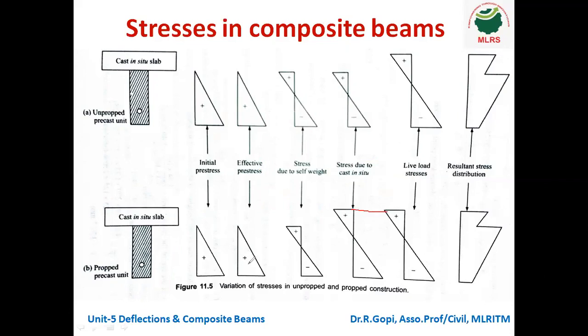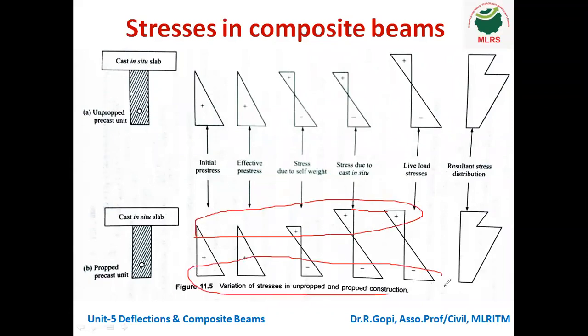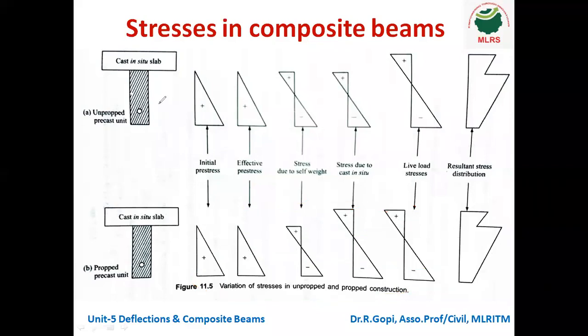And this is the final resultant stress. You can see there are plus and minus values. If we need the top stress, we add all the top values, and if we want the bottom stress, we add all the bottom values. So finally we got this resultant stress.